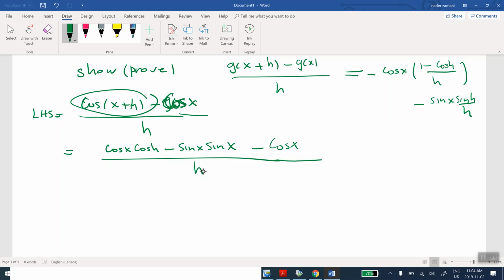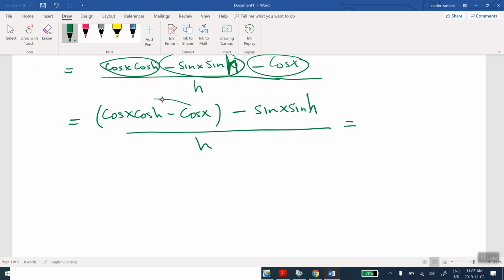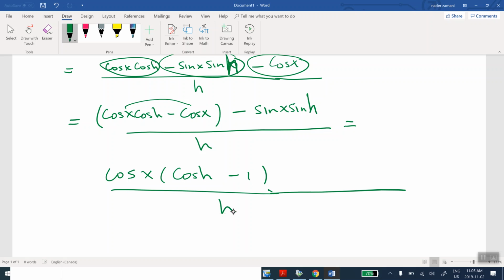So this is basically simple algebra. I grouped these two, so I write it like that: cos x cos h minus cos x. I'll keep it together, and these two I'll keep together. This should be h. This should be h. Divided by h. We're almost done. These two have a common factor of cos of x. So it's going to be cos h minus 1, this whole thing divided by h, minus sine x sine h.